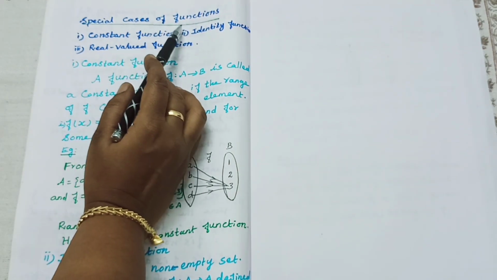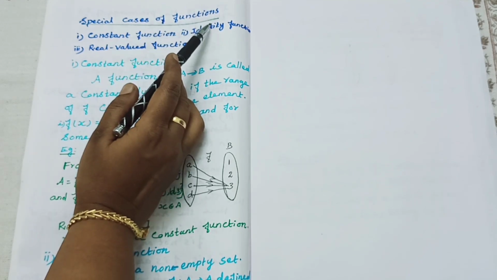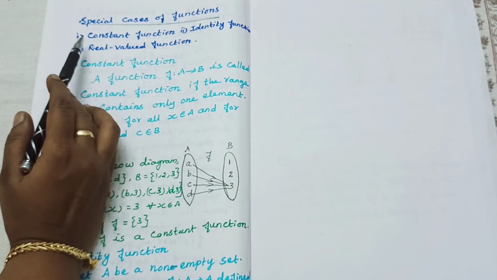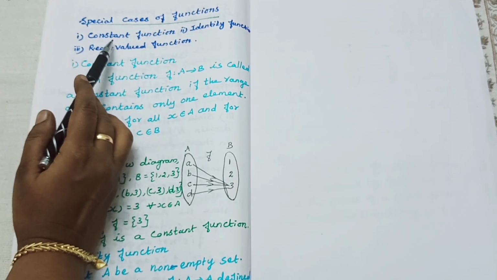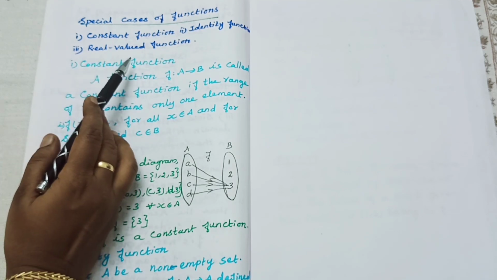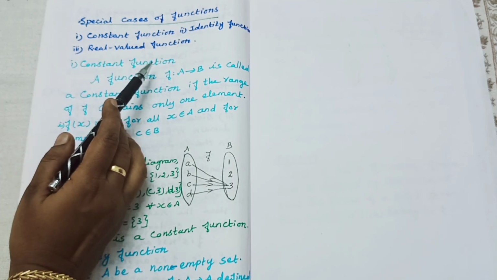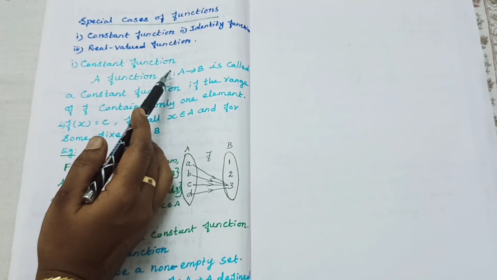What are these special cases of functions? Here: constant function, identity function and real valued function. Okay. Then first we are going to say constant function. What is meant by constant function?